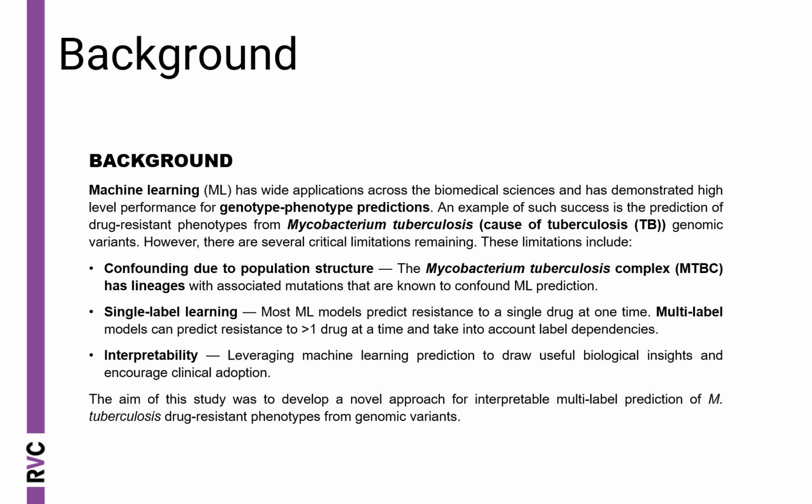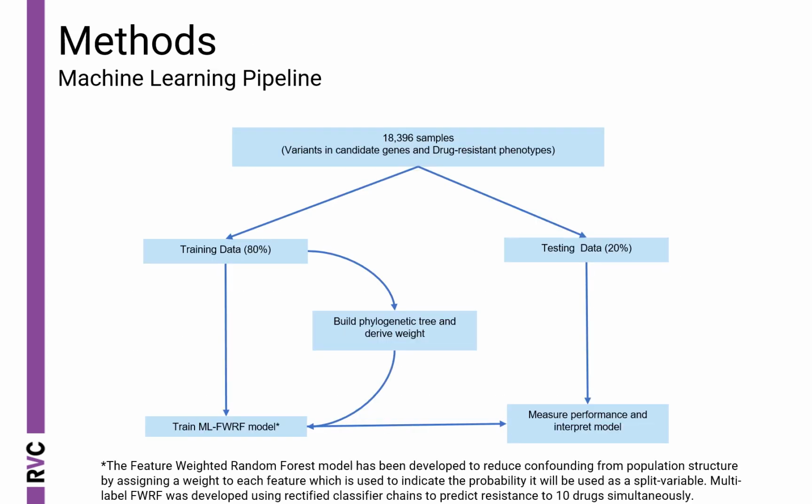Single label learning. Most machine learning models predict resistance to a single drug at one time. Multi-label models can predict resistance to more than one drug at a time and take into account label dependencies. And finally, interpretability. It's important to leverage machine learning prediction to draw useful biological insights and clinical adoption. The aim of this study was to develop a novel approach for interpretable multi-label prediction of tuberculosis drug-resistant phenotypes from genomic variants. To achieve this aim, we developed the following machine learning pipeline.